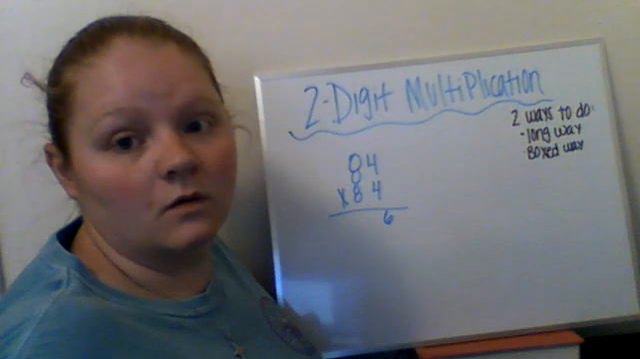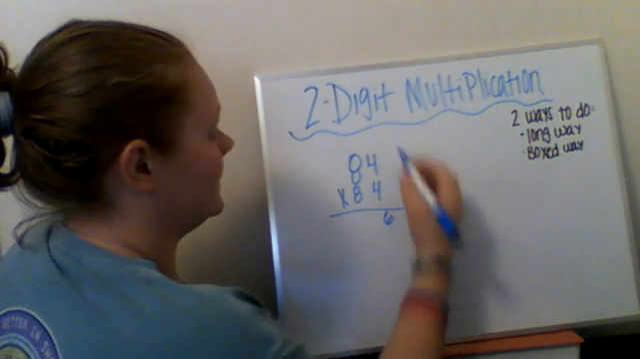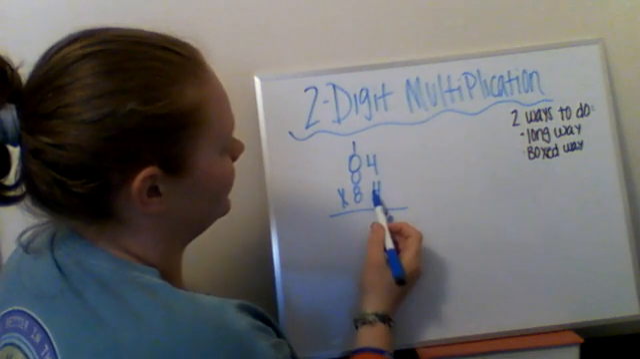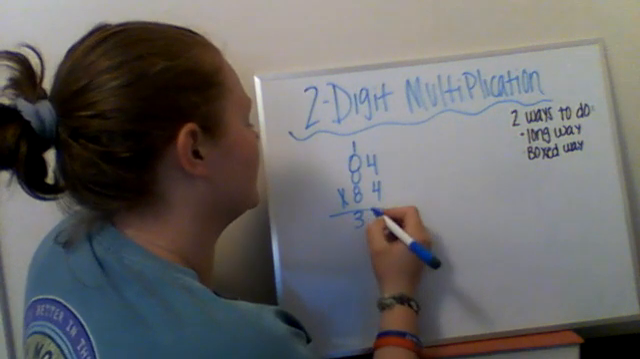Okay, 4 times 4 is 16. I put my 6 down there, carry my 1. 8 times 4 is 32, plus 1 is 33, sorry.